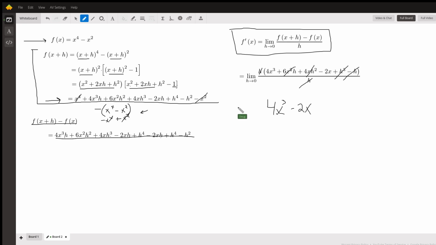Once you learn the power rule, you can find the derivative of this function in about 2 seconds.